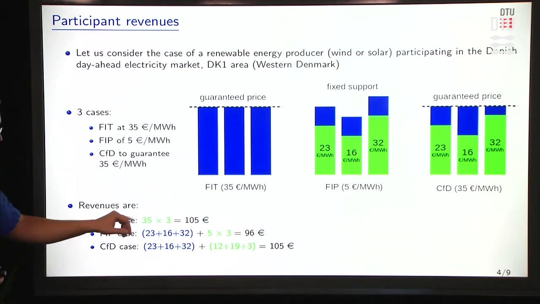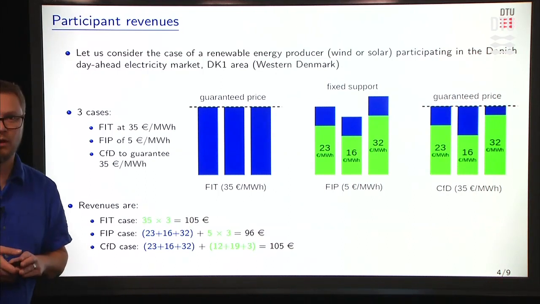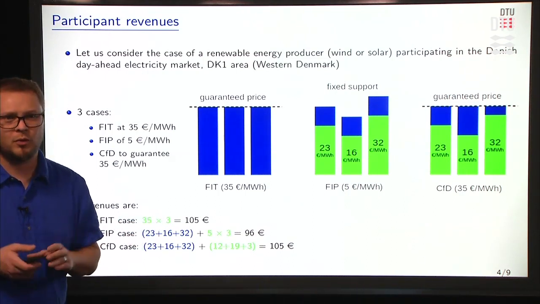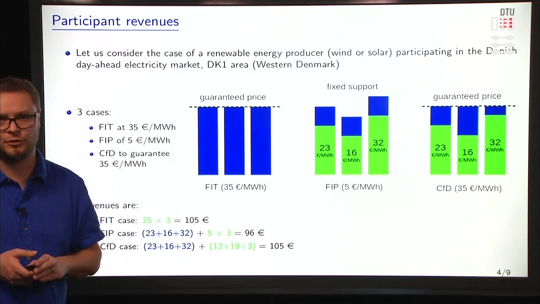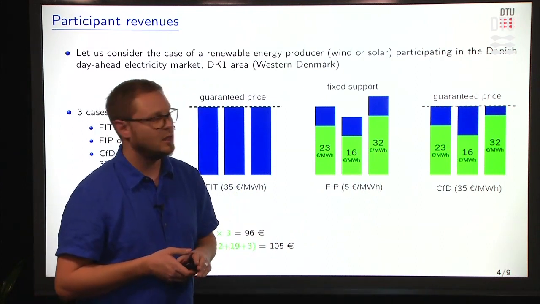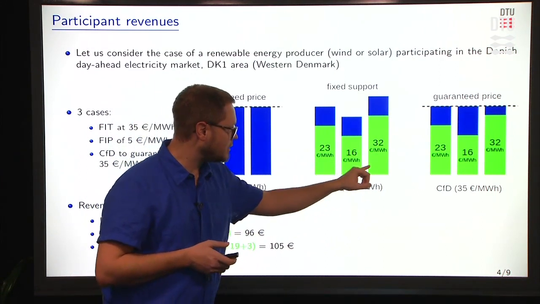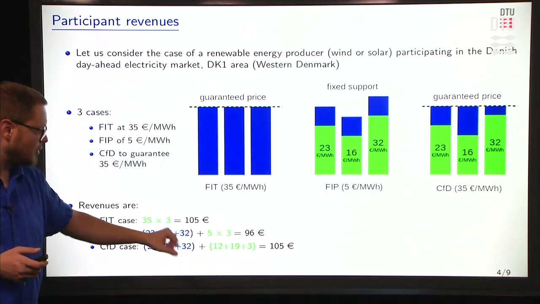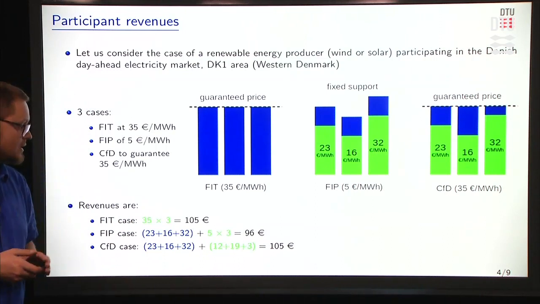In the first case with the FIT, the renewable energy producer is not really going through the market and is not subject to the market clearing and to the market price. All the revenue is coming from the support scheme, and here it's 35 euro per megawatt hour times 3 megawatt hour, it's 105 euro. In the second case, the renewable energy producer is subject to the market condition. So when being scheduled for these three deliveries of 1 megawatt hour, the producer receives the market price plus the fixed premium of 5 euro. In total, that's 23 plus 16 plus 32 for the market-based revenue, and 5 times 3 for the support. The total is 96 euro.